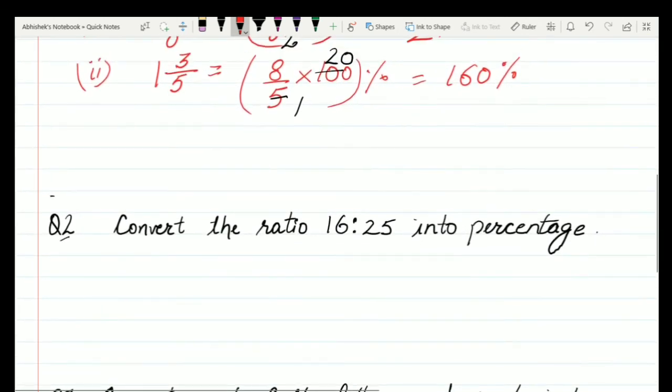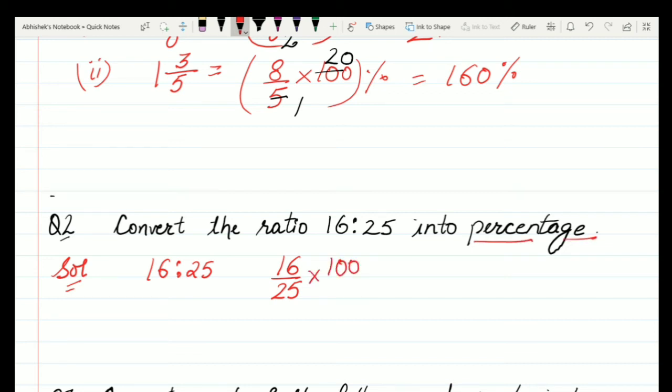Now look at the second rule. Convert the ratio 16:25 into a percentage. So first, how can we write a ratio? A ratio can be written in the form of a fraction only. It is 16/25. Now we want to convert this into a percentage. We will multiply by 100 and put the percent sign. So here 25 ones are 25, 25 fours are 100. So it is equal to 64%.